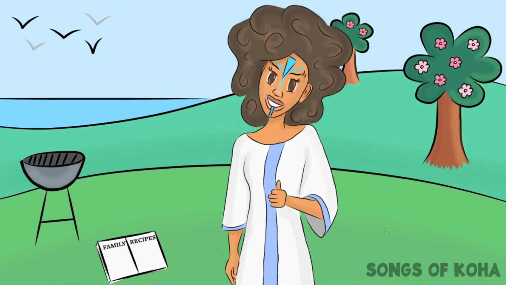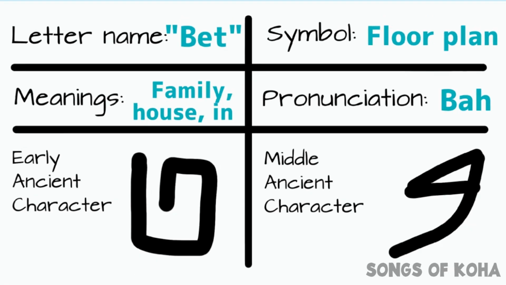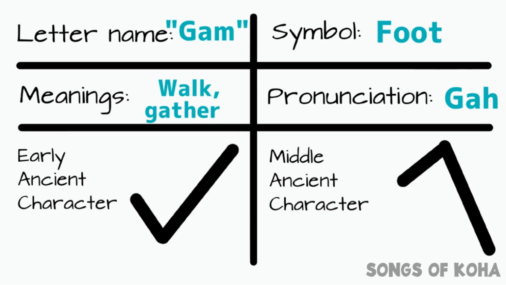Pretty easy, right? You've done a great job today. Now, let's review. El, pronounced ah. Bet, pronounced ba. Gam, pronounced ga.